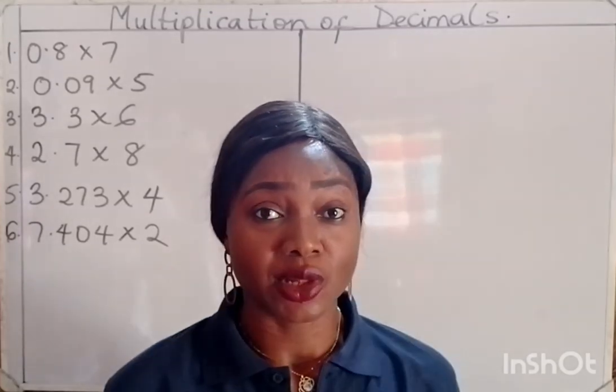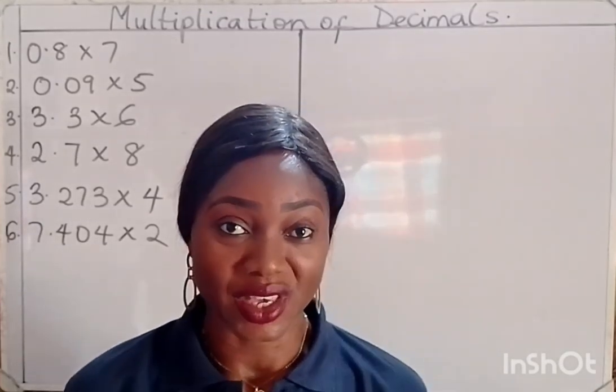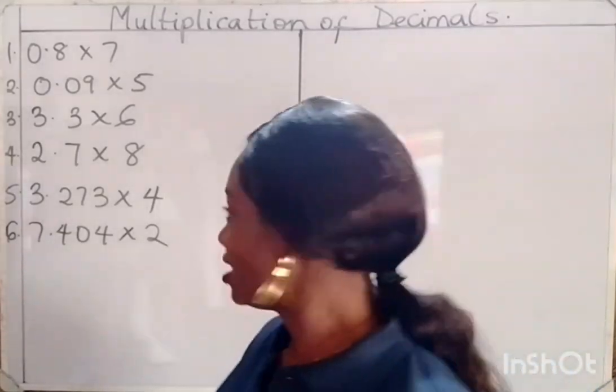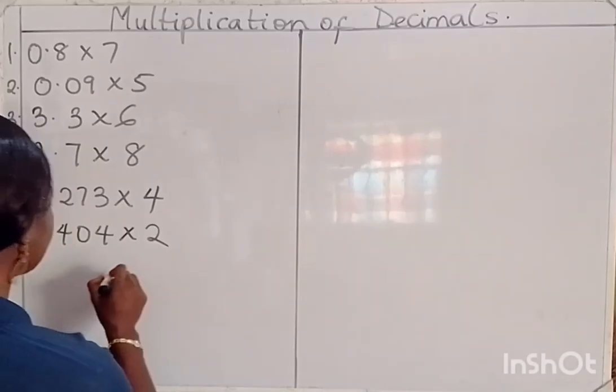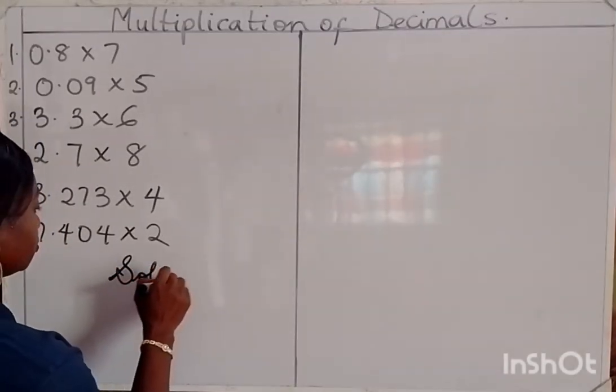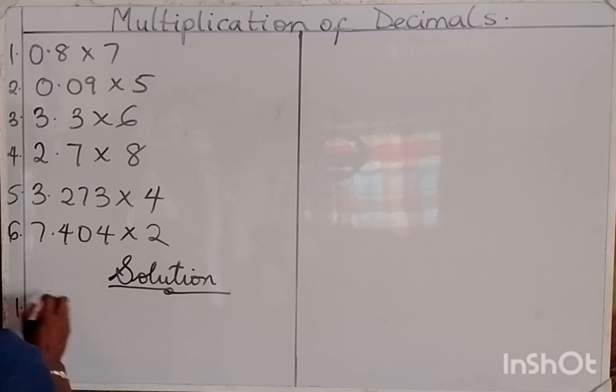All right, today we're going to be learning about multiplication of decimals by one digit. Okay, now let's go right into it. The first question here we have 0.8 times 7. Solution. Question 1, 0.8 times 7.